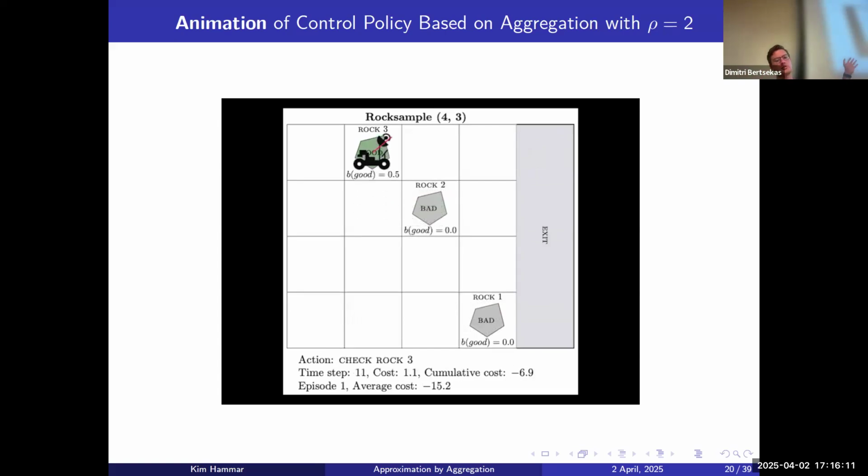And you can see that the average cost here is going to be something around like minus 15 or minus 18 compared to minus 9 in the previous policy. So it's significantly better.